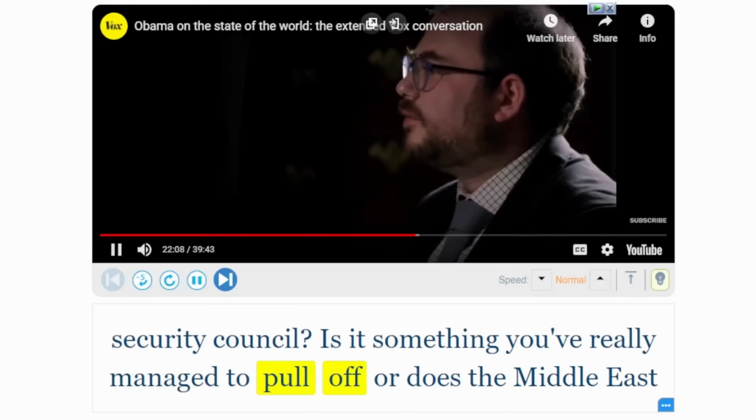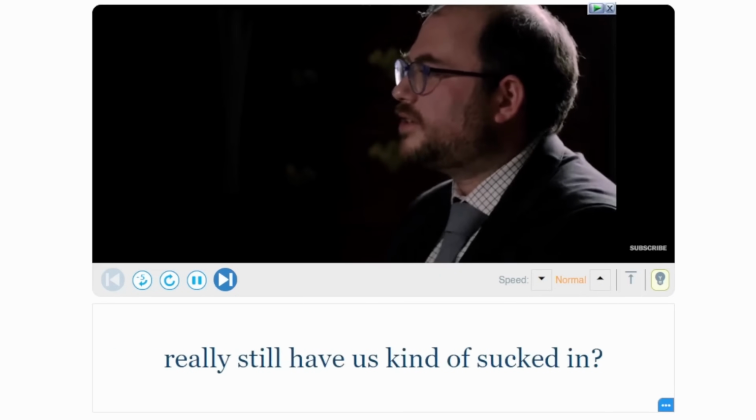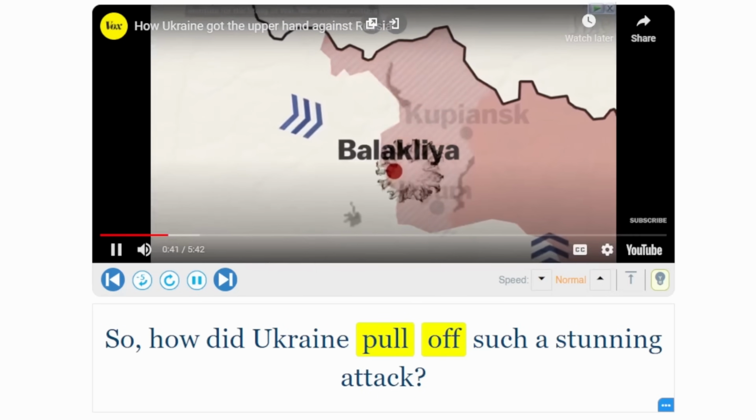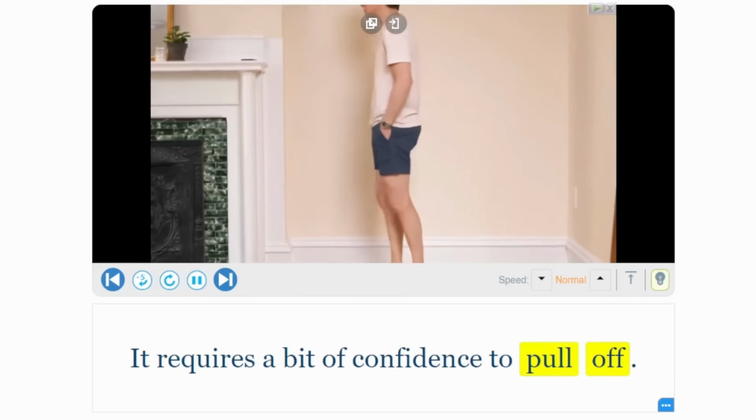Is it something you really managed to pull off, or does the Middle East really still have us kind of sucked in? So, how did Ukraine pull off such a stunning attack? It requires a bit of confidence to pull off.